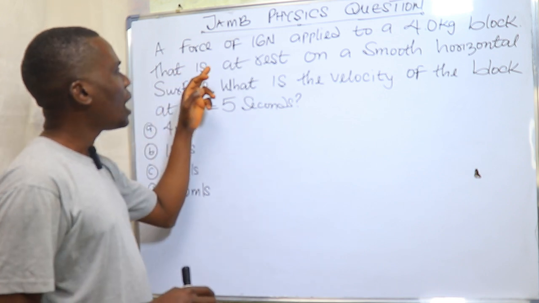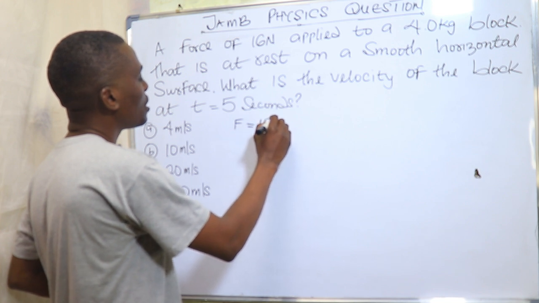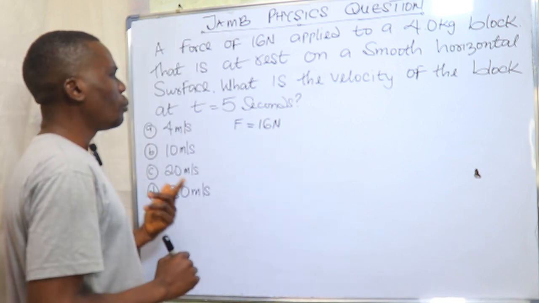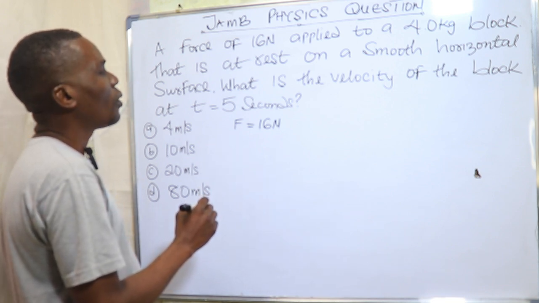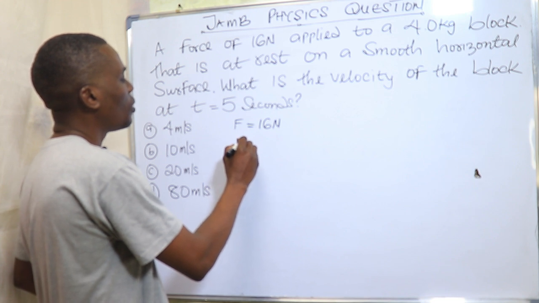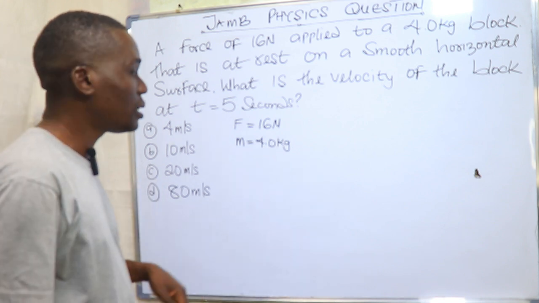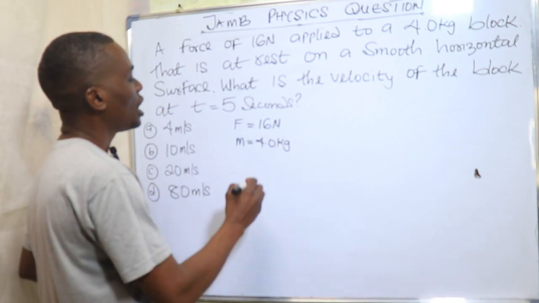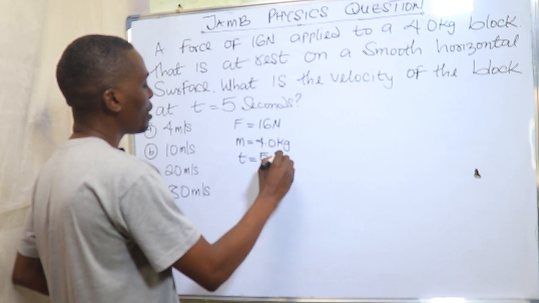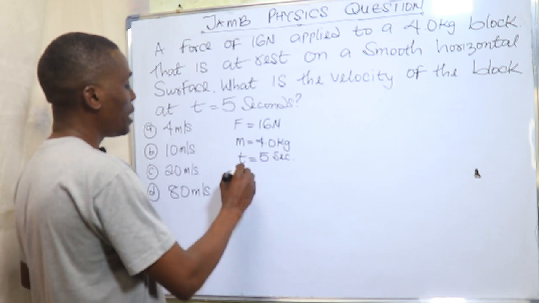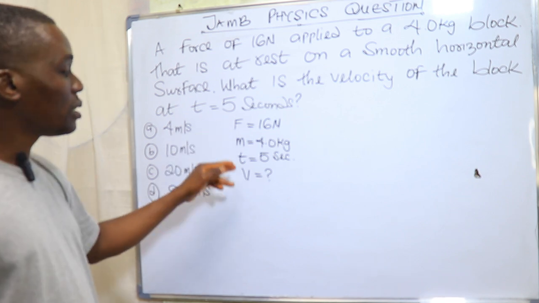Now the first one is what they gave us. They give us the force, 16 Newton, that is pushing the block. What else did they give us? They also give us the mass of the block, which is 4.0 kg. That is a fundamental quantity, mass 4.0 kg. And they tell us the time we will use to find the velocity is 5 seconds. And they tell us to find the velocity. So we now have what they gave us and what we are looking for.